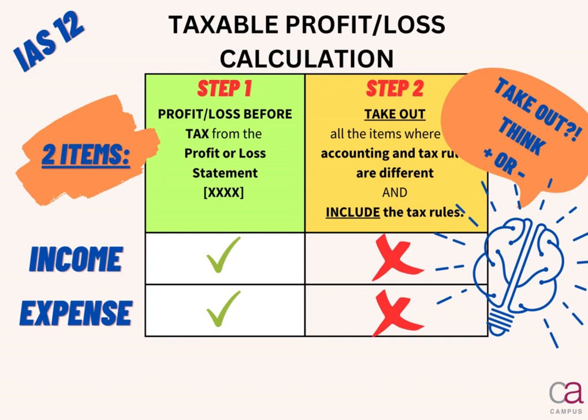Income, expense, it's included for accounting purposes in your profit or loss, but for tax purposes, it's not taxable. We need to take it out. Expense, it's not deductible. We may not deduct this. Our tax authority will not allow us to decrease our profit or loss with the expense amount. Therefore, we need to add it back. Then please remember, I have included separate videos to explain this by means of amounts on a basic example.